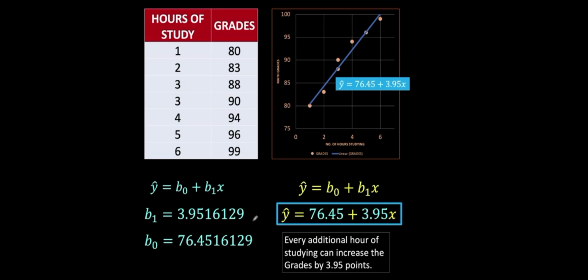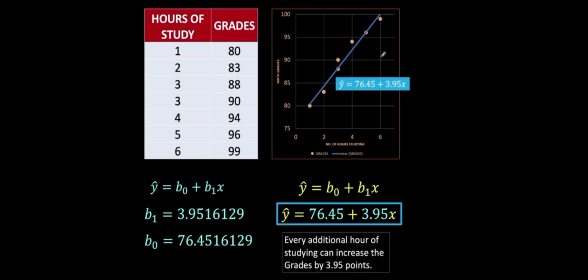Now, regression analysis has two functions. The first one is to quantify the effect of the independent variable on the dependent variable. In our case here, the effect of the number of hours of studies is that for every 1 hour of additional study, there is an increase of 3.95 points in the math grades. The second function of linear regression is to extrapolate or predict the value of the dependent variable based on any given value of the independent variable.